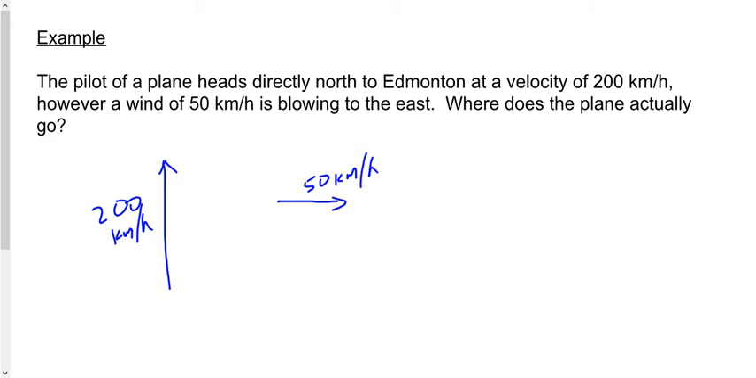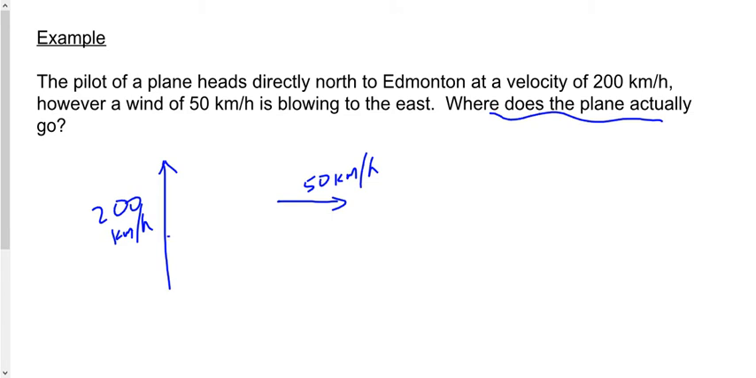A 50 kilometers per hour wind doesn't mean I'm going to go to the east at 50 kilometers per hour, but it does mean that that's going to contribute to where I actually go and the speed that I actually go at. These are both solid line vectors. And then, of course, where the plane actually goes is our resultant vector. That's a dotted line vector.